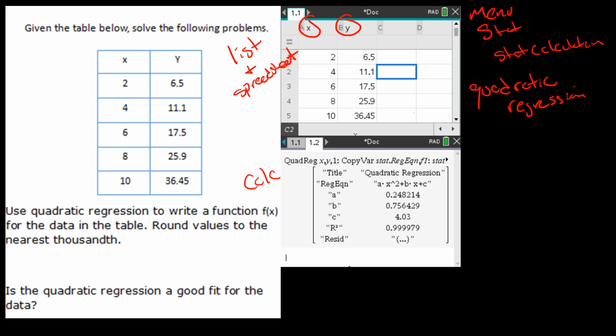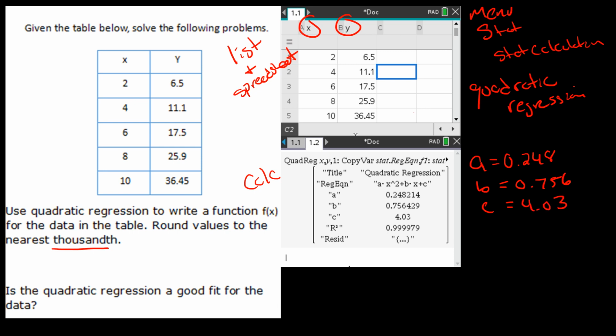In order to answer this, you need to write out your equation. Like it says here, you can write it to the nearest thousandths. That's your third decimal place. So your A is equal to 0.248. Your B is equal to 0.756. And your C is equal to 4.03.